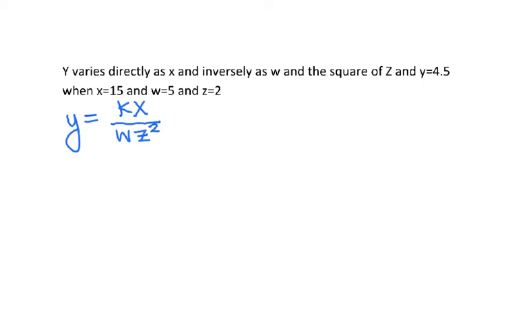And now we want to solve for k, so that we can put it back in to this equation and have our equation of variation. So we have all these values. y equals 4.5 equals k times 15, or 15k, over 5 times 2 squared, which is 4, so 4.